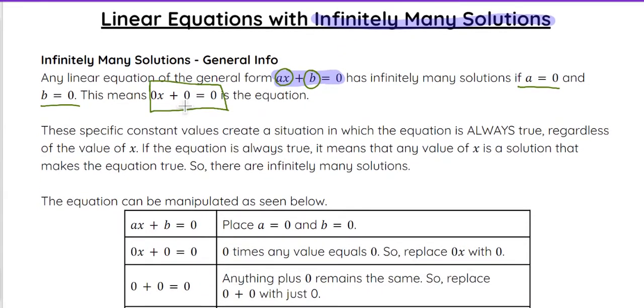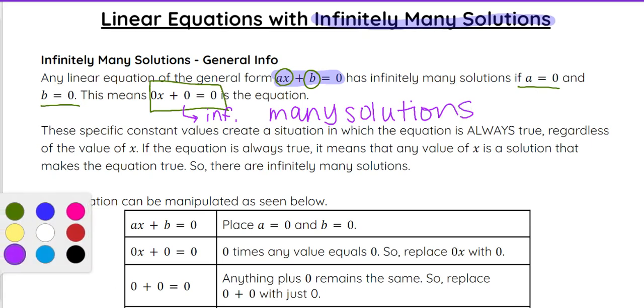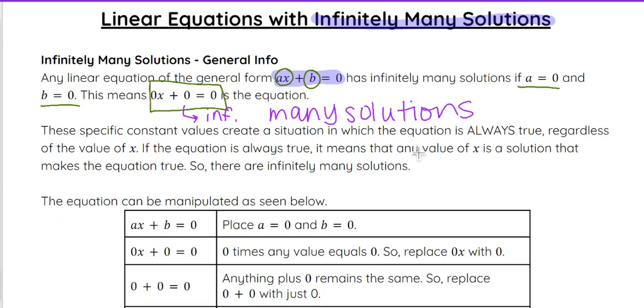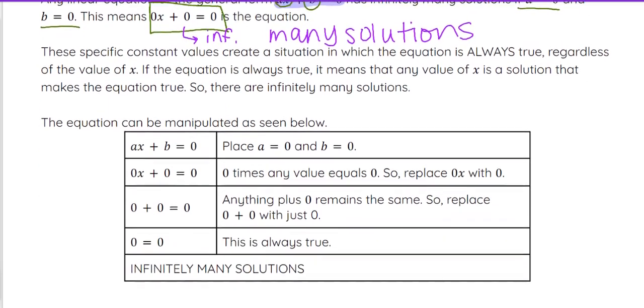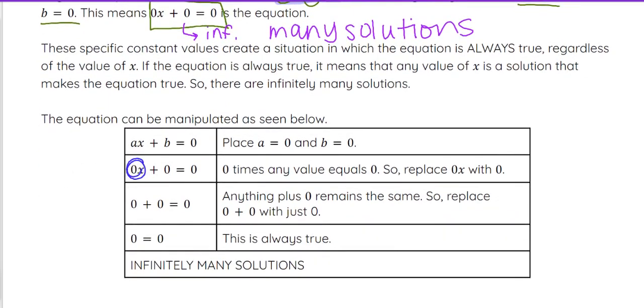So if we have that, that is going to be infinitely many solutions or infinite solutions. Both can be written for your answer, either one. These specific constant values create a situation where it is always true because 0 times x, and you're going to see that written in this table down here, 0 times x is just 0. And then if we know that b is 0, then we have 0 plus 0, which comes out to be 0. And we're left with 0 equals 0, which is always true.